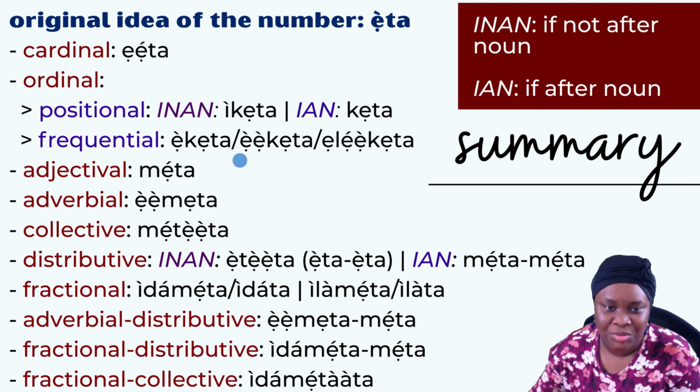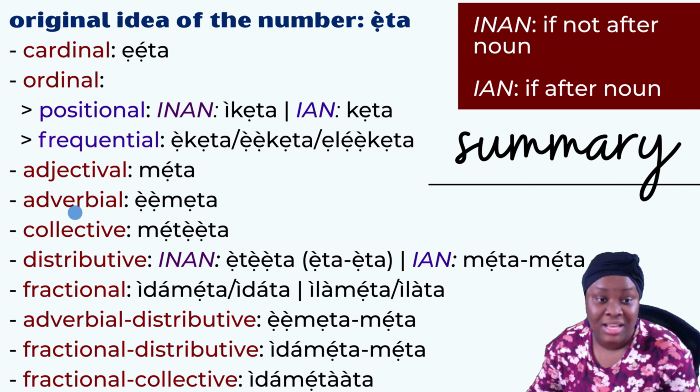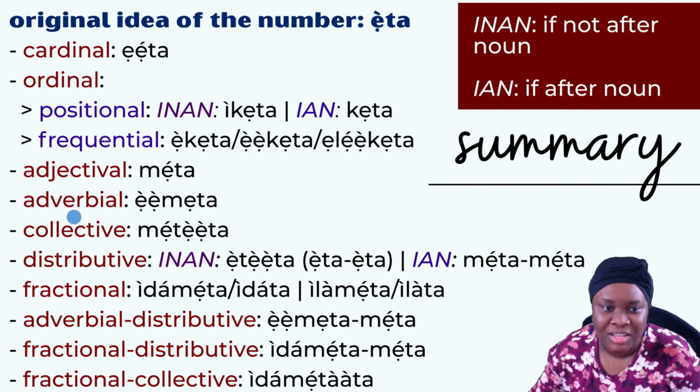Can choose any of the three, mainly depending on how the question is asked. Adjectival meta. Adverbial meta. Collective meta-eta. Distributive if not after noun, eta-eta. If after noun, meta-meta. Fractional ida-meta or idata, ila-meta, ilata. Adverbial distributive meta-meta. Fractional distributive ida-meta-meta. Fractional collective ida-meta-eta. So that's it.